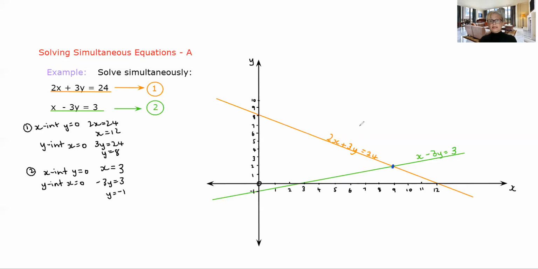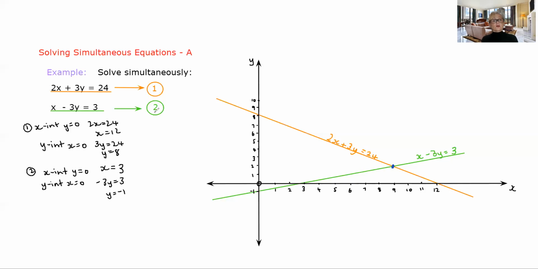If we wanted to sketch that straight line, probably the quickest way to sketch it is x and y intercepts. X-intercept occurs when y is 0, so we get x as 12. Your y-intercept occurs when x is 0 and we get y as 8. So that's why I drew that orange line there.